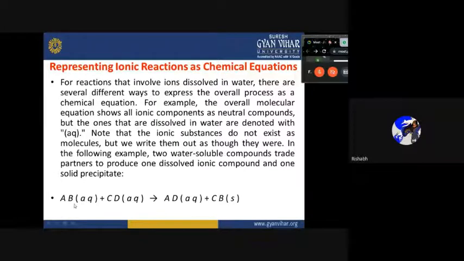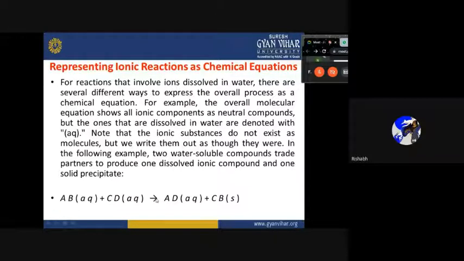AB is a compound and it is aqueous, which means it is getting dissolved. Another compound is CD. It is also getting dissolved in water, which means it is existing in ionic form, not in molecular form. And when they react, so here they are.